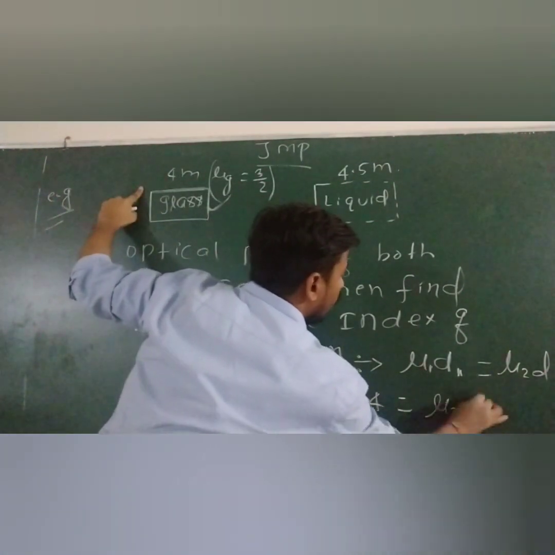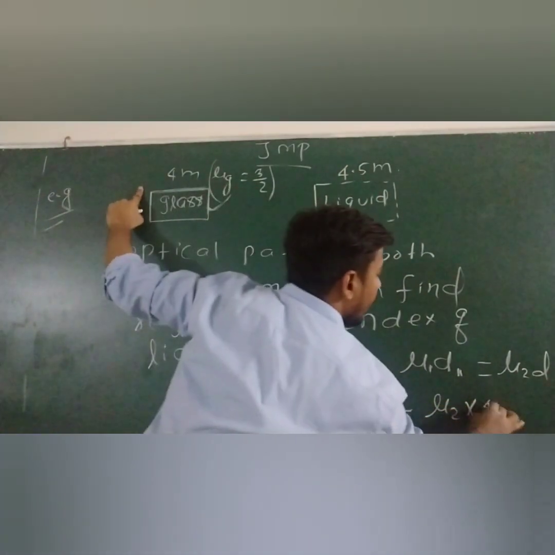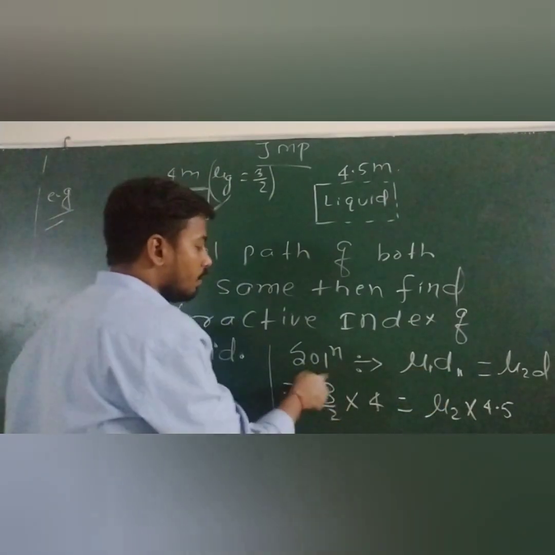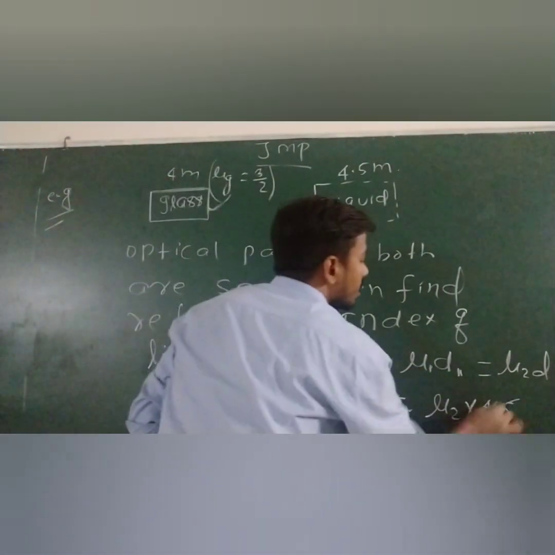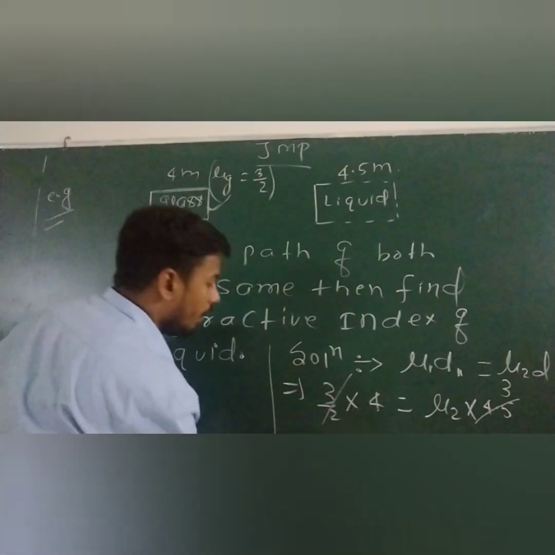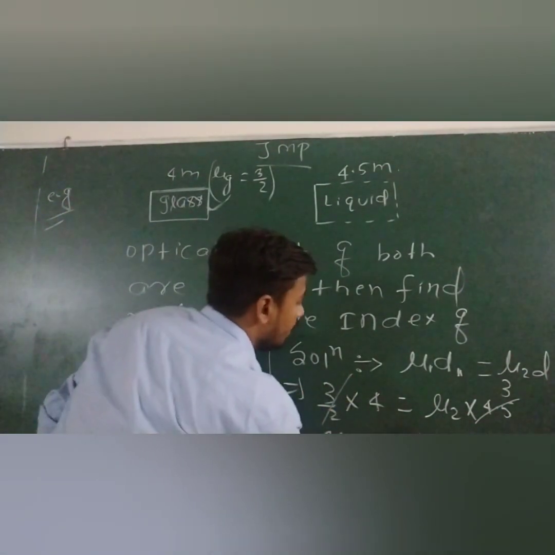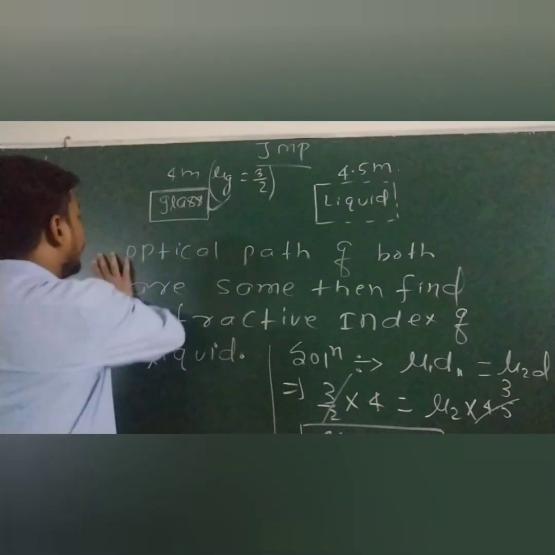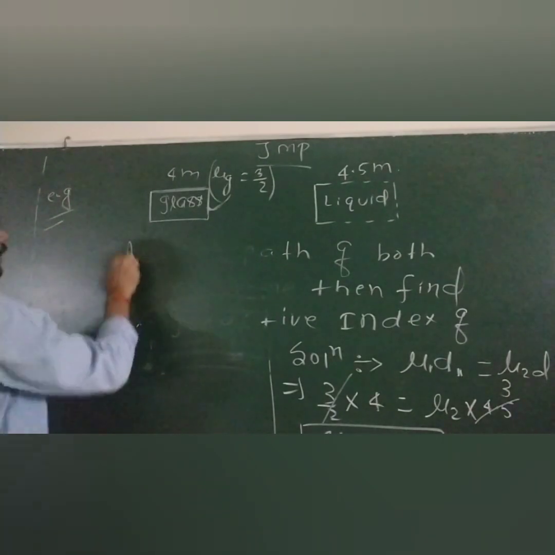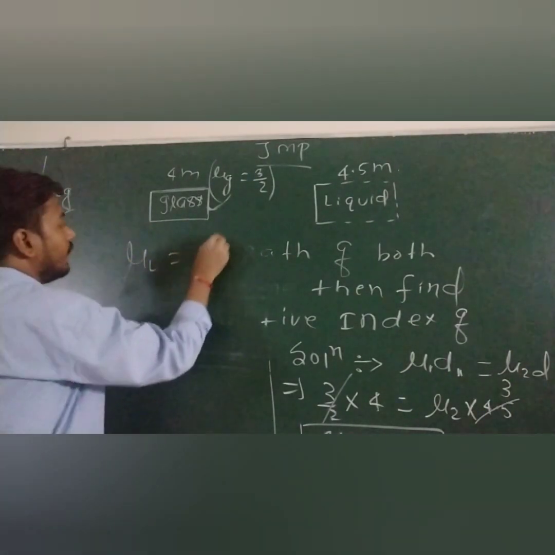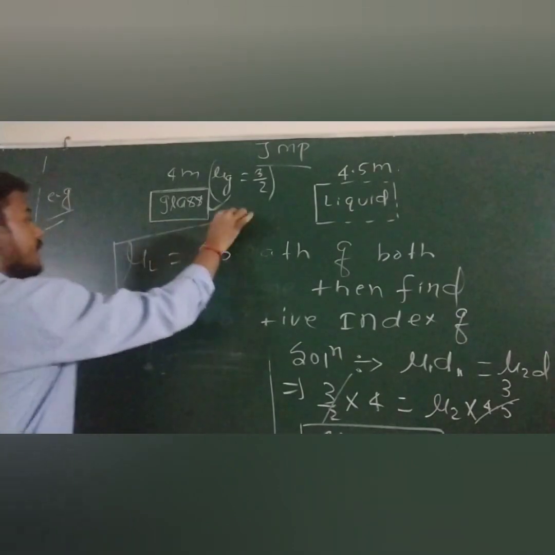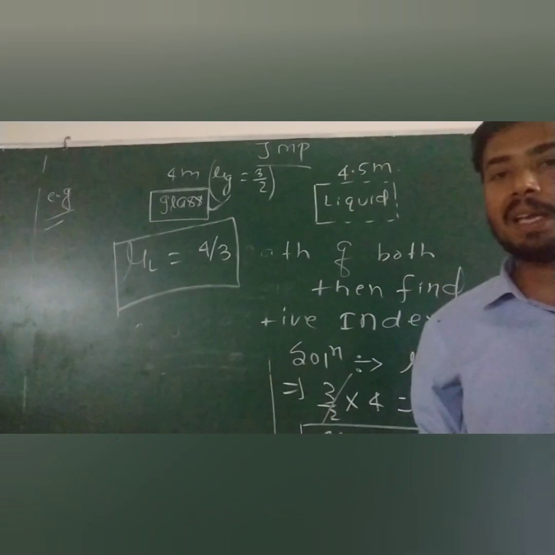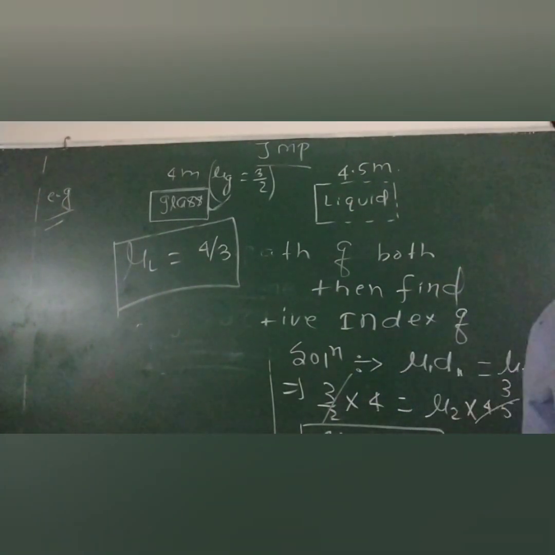So 4 is equal to, I don't know what mu2 is, but here the refractive index is given 1.5. Sorry, 4.5 on one side and 1.5 on the other. So 3 gets cancelled out, and mu is equal to 4/3. The refractive index of this liquid is coming 4/3. It means this unknown liquid is basically water. So this is the first application of optical path, right?